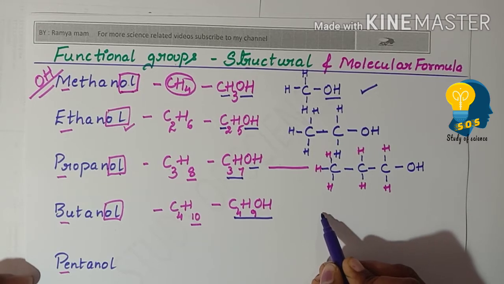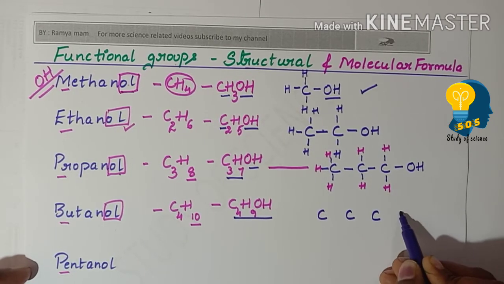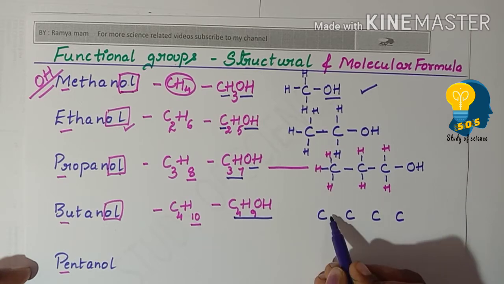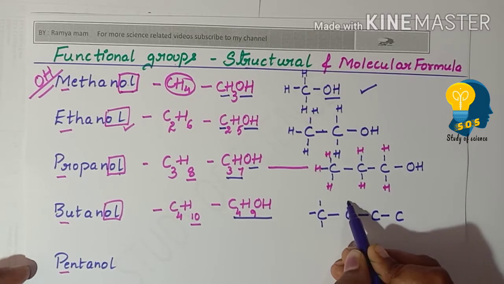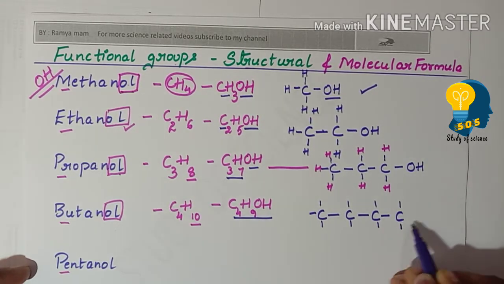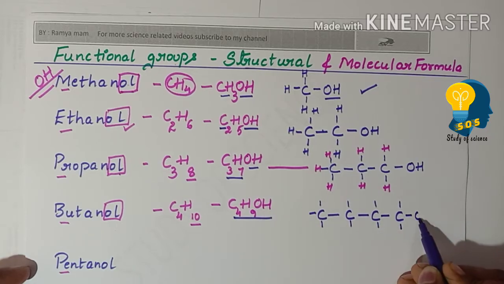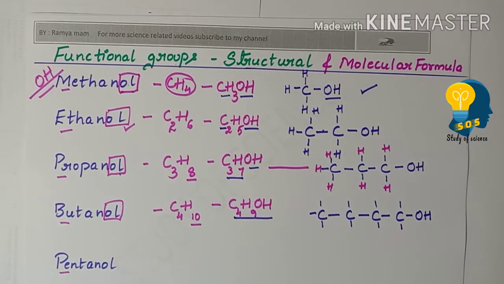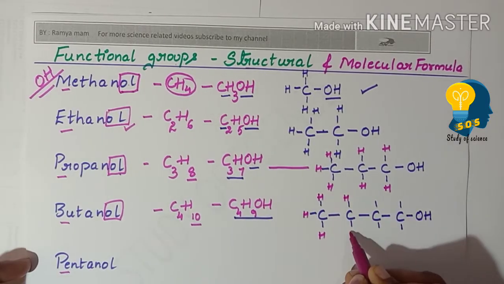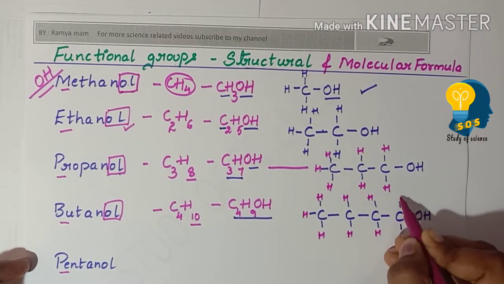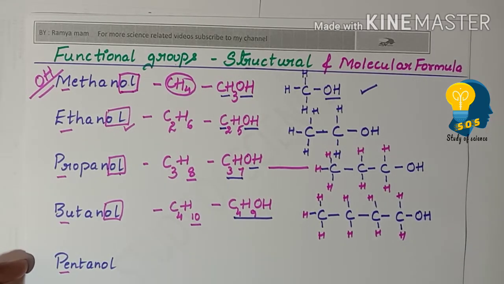C4 means 4 carbon atoms: 1, 2, 3, 4 carbon atoms. Right? Single bond between the carbon and carbon atoms. How many hydrogen? 9: 1, 2, 3, 4, 5, 6, 7, 8, 9. And moving towards the functional group, we have to write it at the end. The remaining part of the carbon in the longest carbon chain will be filled by the hydrogen. Clear? It's very simple, right? By looking at the molecular formula, we are going to write the structural formula.